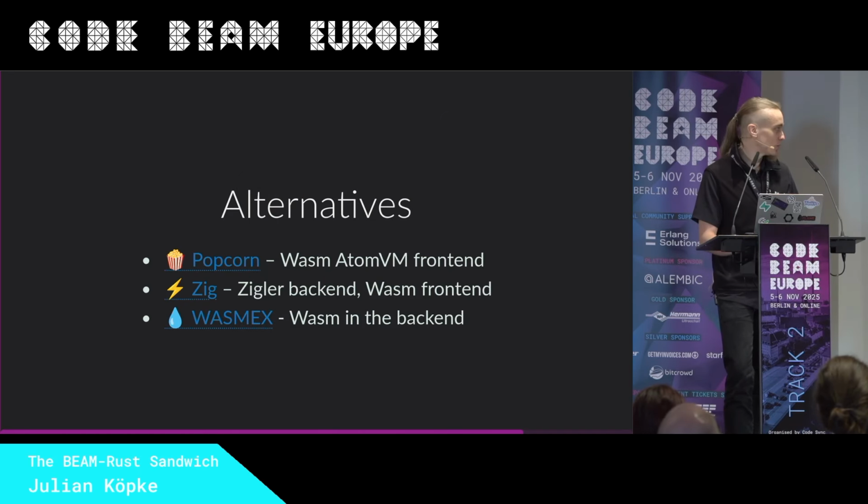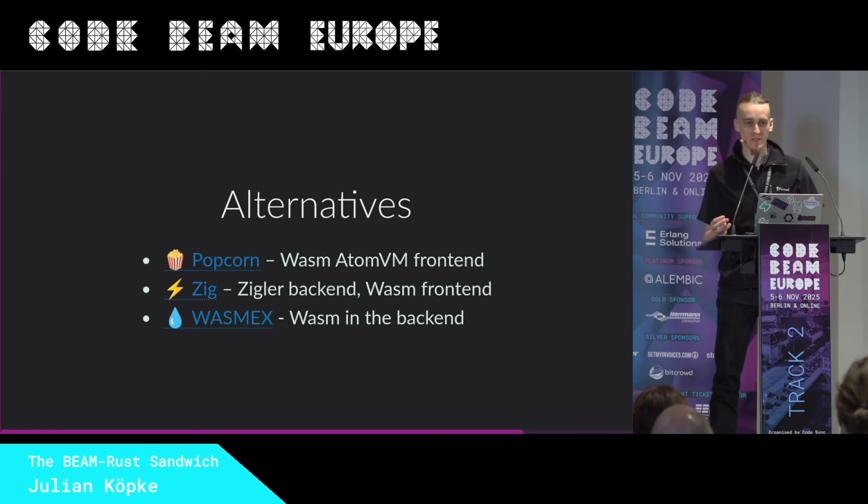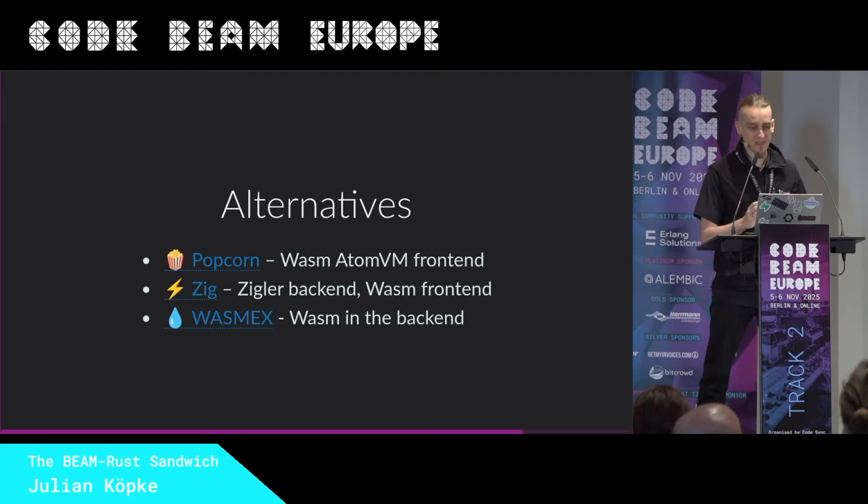One, Popcorn. I think we will have a talk about this in the afternoon. It's a nice implementation of the Beam, the AtomVM, like a re-implementation of the Beam, but it's compiled to WebAssembly and it runs in your browser, so you can actually execute the Elixir code in the browser. So it does not give you all the speed up benefits, but it's another interesting way of shipping and running code in the browser.